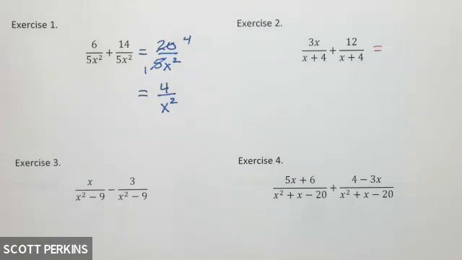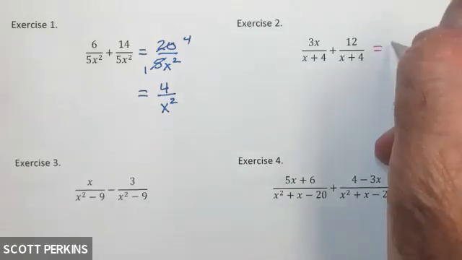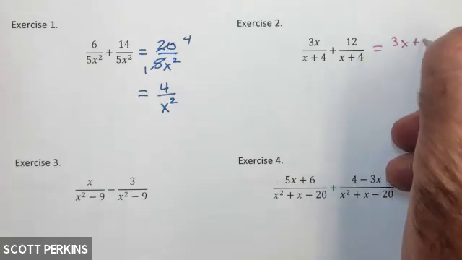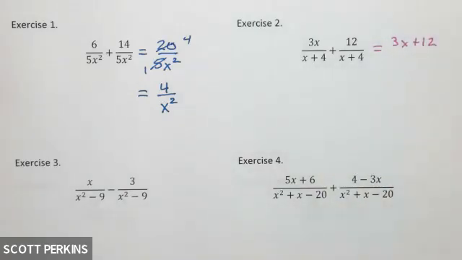Are they like terms? No, so we keep them separate. So there's kind of a trick question. Sorry, I'm feeling a little spicy today. It's 3x plus 12. That's what you get when you add those together. Okay, not like terms. That's why I gave you that little hint before you started the problem.